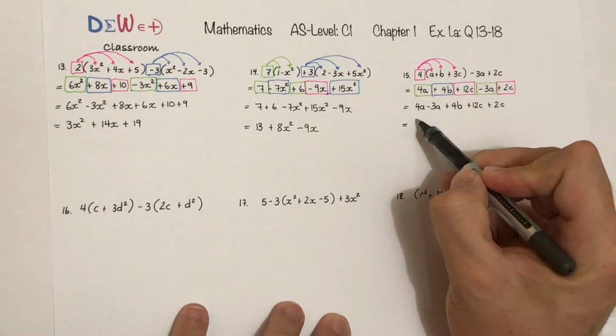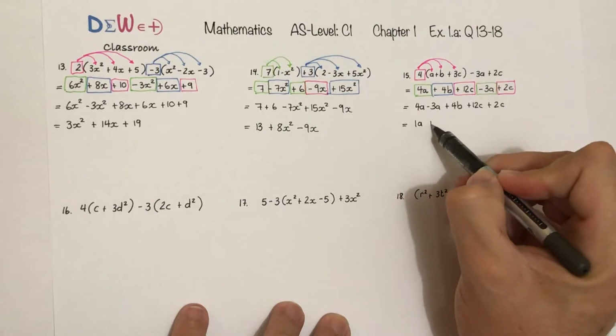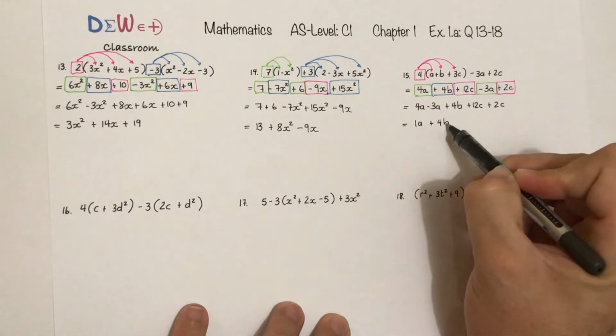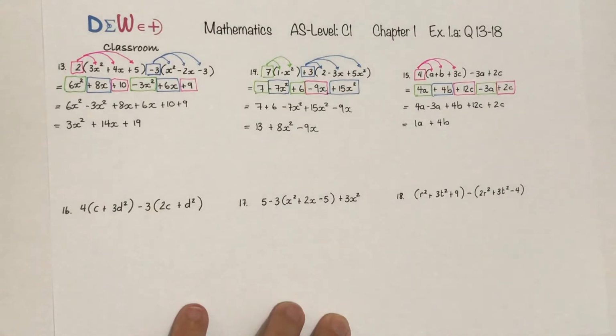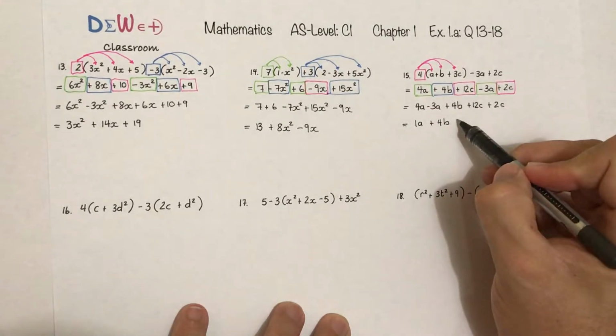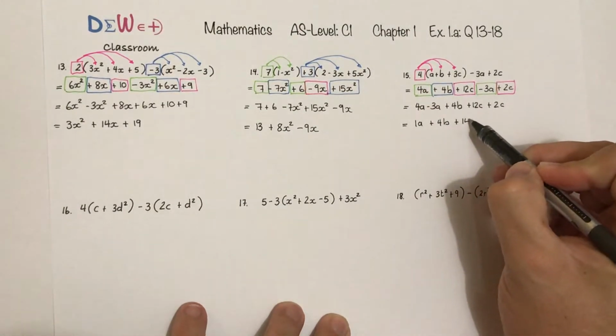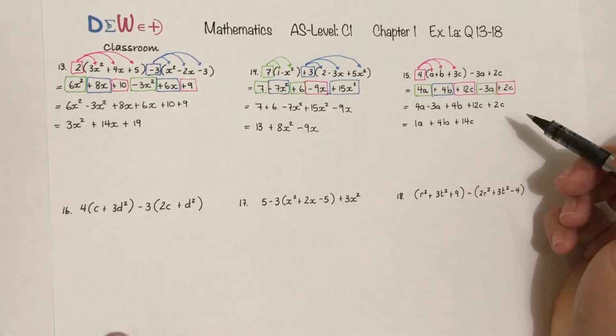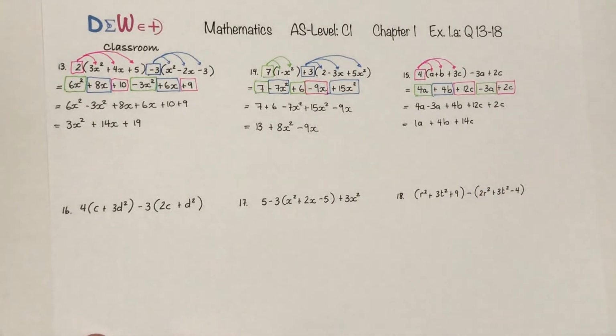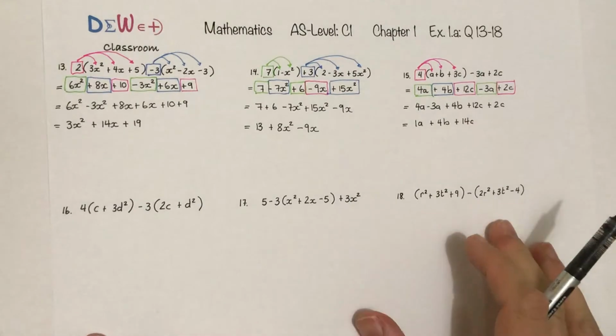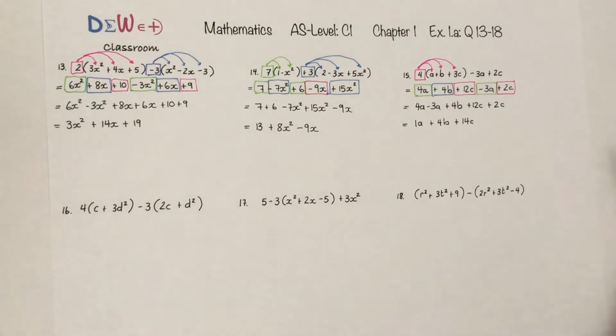So it becomes 4a minus 3a is 1a plus 4b, and plus 12c plus 2c will give us plus 14c. And that is the solution for question number 15. We now move over to question number 16.